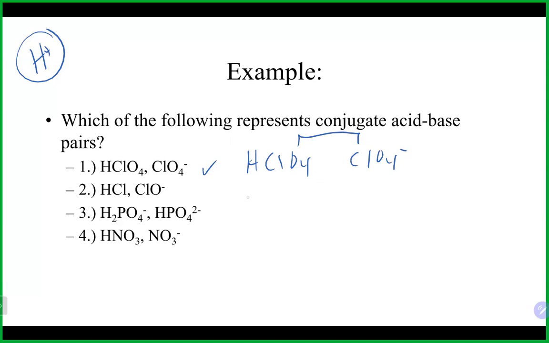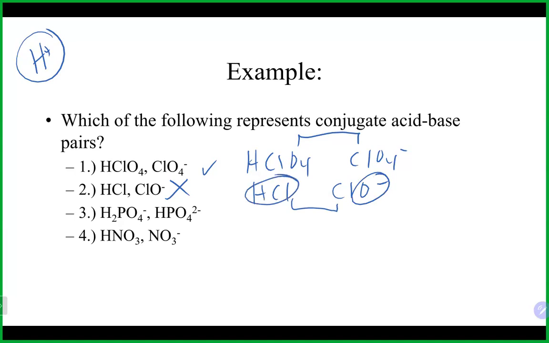Here we have HCl and ClO minus. The difference between these two is an H plus, but it is also an oxygen, which is not good. That is more than just an H plus. So this would not be a pair, because obviously one has oxygen and one does not, right?